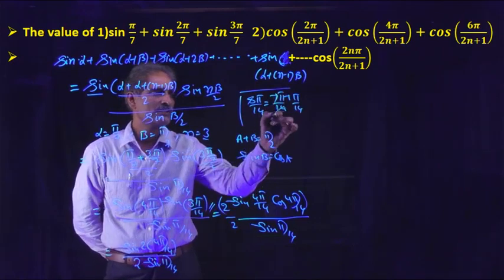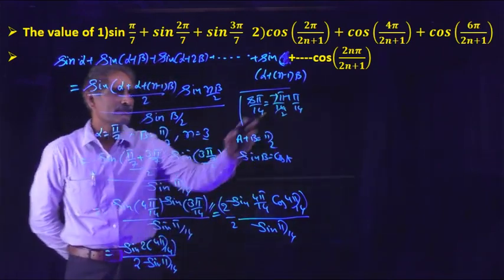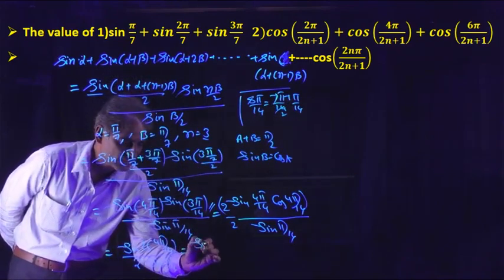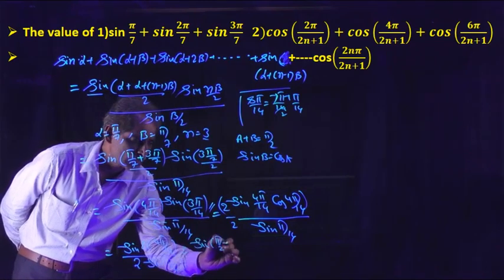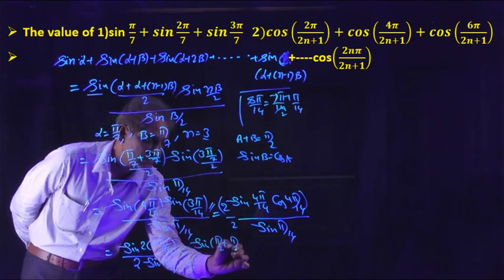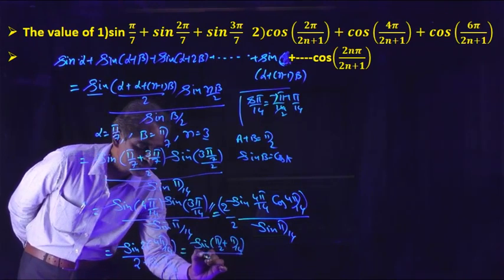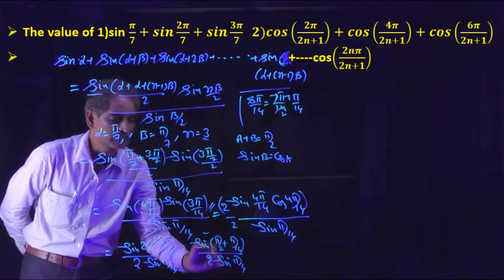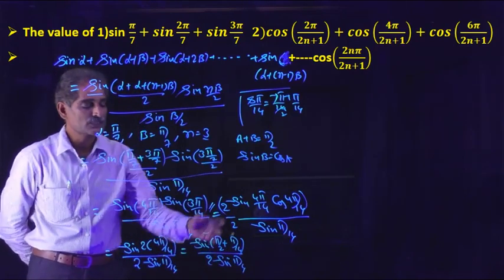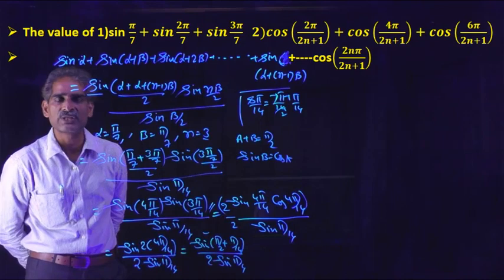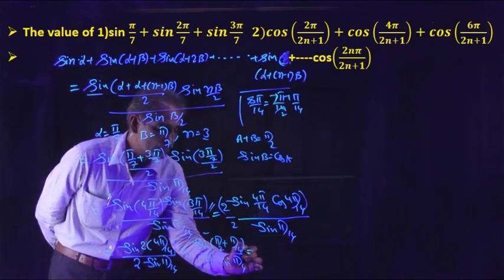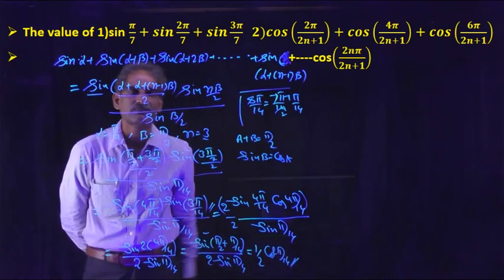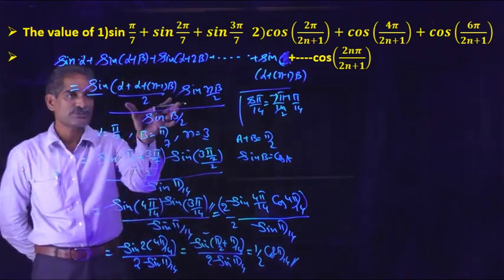So here we will get pi by 2 plus theta. Pi by 2 plus theta, that means directly you can write sin of pi by 2 plus theta means cos pi by 14, so the whole is divided by 2 sin pi by 14. This is nothing but cos pi by 14 by sin pi by 14, cot pi by 14. That is equal to 1 by 2 cot pi by 14. This is the answer. So actually this is a formula.